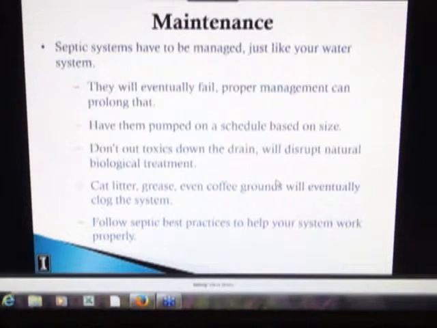Here are some other things: grease, coffee grounds, cat litter. All those things don't belong down your sink or your toilet. They'll eventually clog things up and make your system less effective.